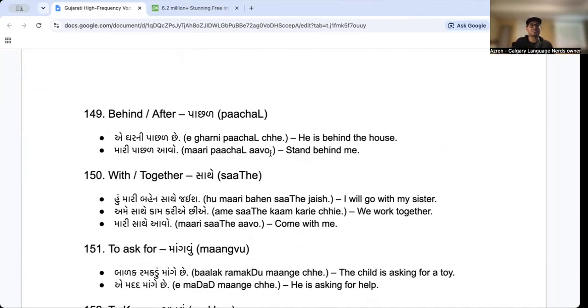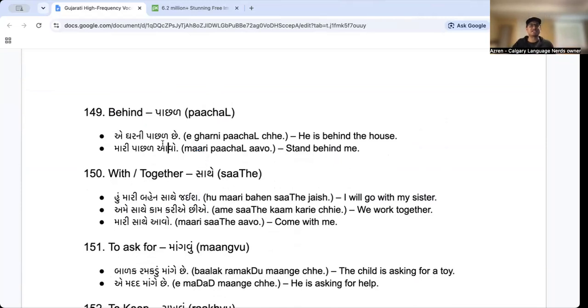Okay, 2 more, then we'll do some practice. Behind or after is pachar. Not after actually, just behind. There we go. Behind is pachar. E ghar ni pachar che. He is behind the house. Mari pachar avo.